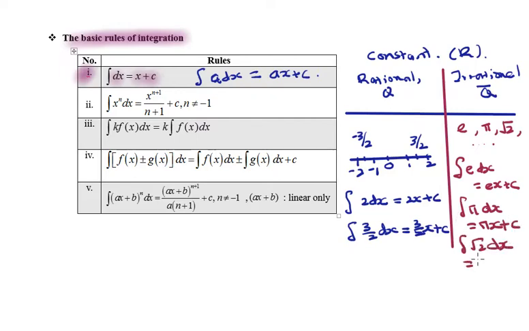These are all constants, but don't forget the constants from irrational numbers like e, pi, root 2, and etc. For example, integrate a constant e with respect to x is equal to ex plus c. Integrate pi with respect to x is equal to pi x plus c. Integrate root 2 with respect to x is equal to root 2 x plus c.